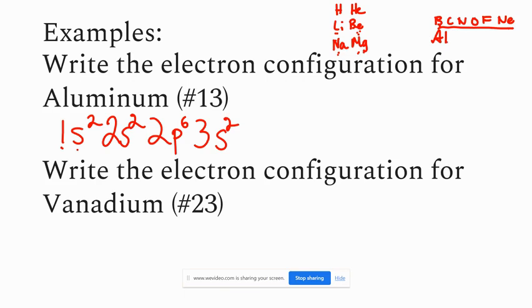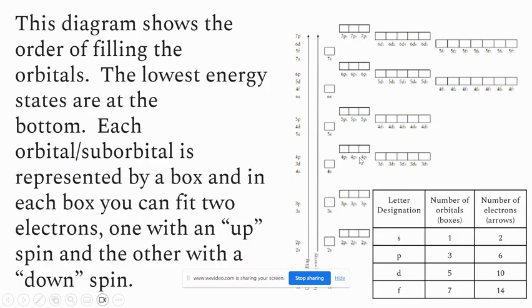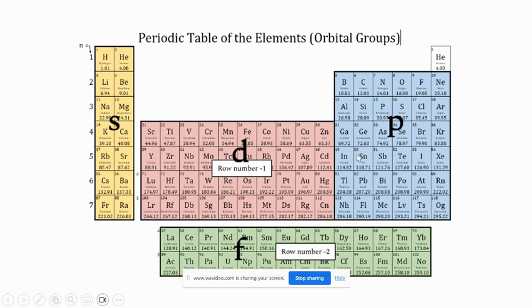Aluminum. Okay. What is my N value for aluminum? 3. What block am I in? P. And I just need how many electrons? 1. Just 1. That is the electron configuration for aluminum. Good? All right.